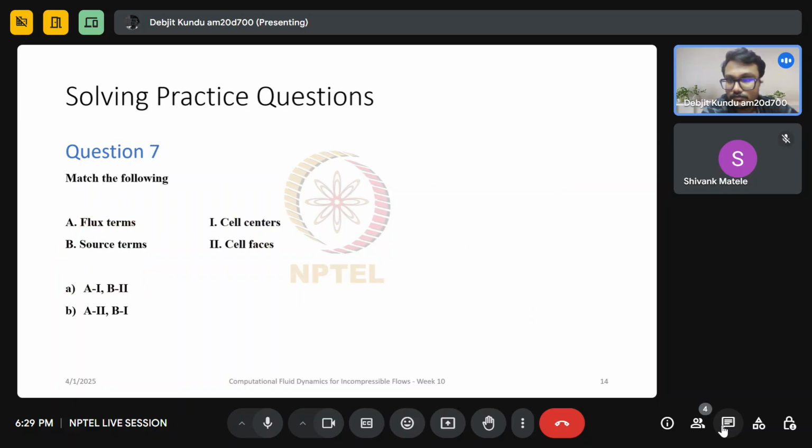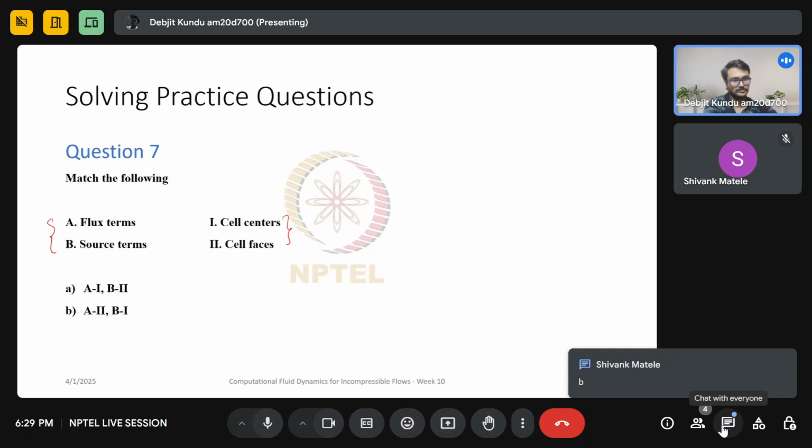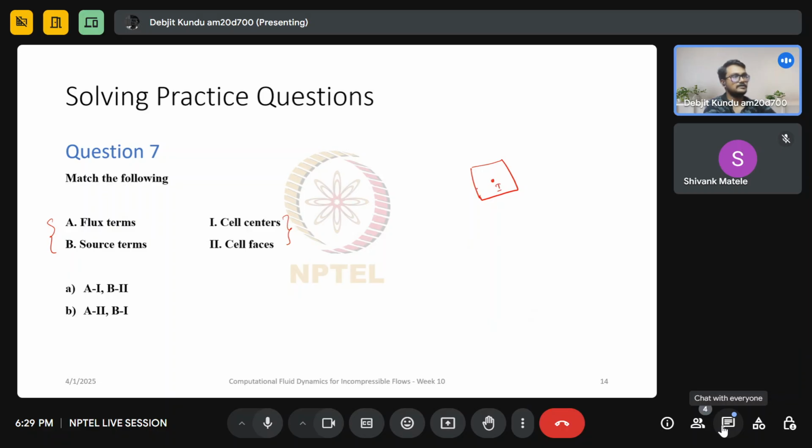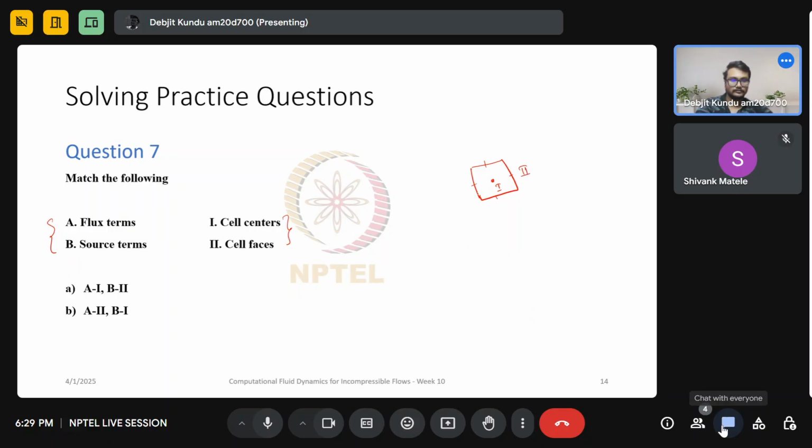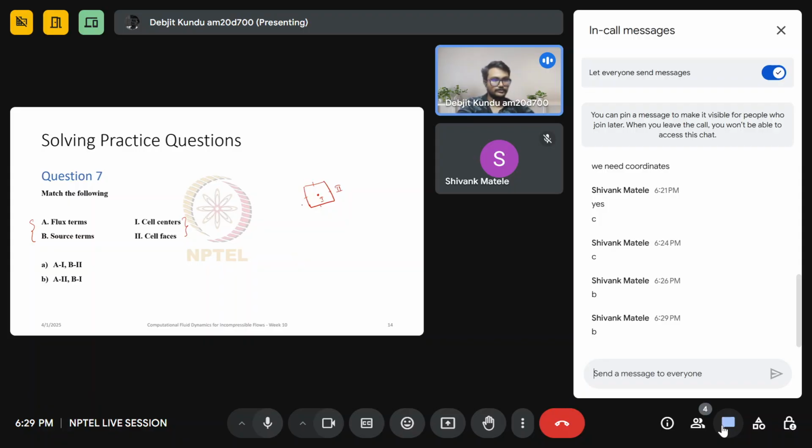All right. Moving on to question number 7. It's a match the following type of question. The logic is where is each term stored? So we have some terms on the left-hand side, flux terms and source terms, and where are they stored? In the cell centers or cell faces? So if this is my cell, then this is cell center 1, and these are the cell faces, which are 2. And there are two options available, A1, B2 and A2, B1.